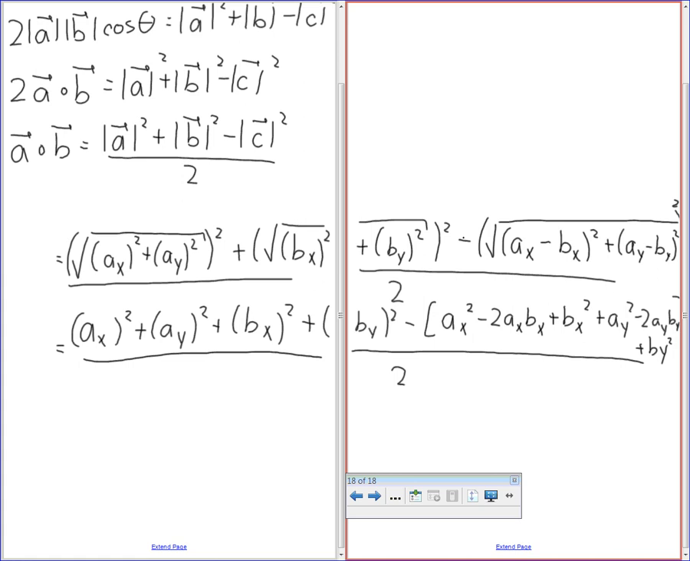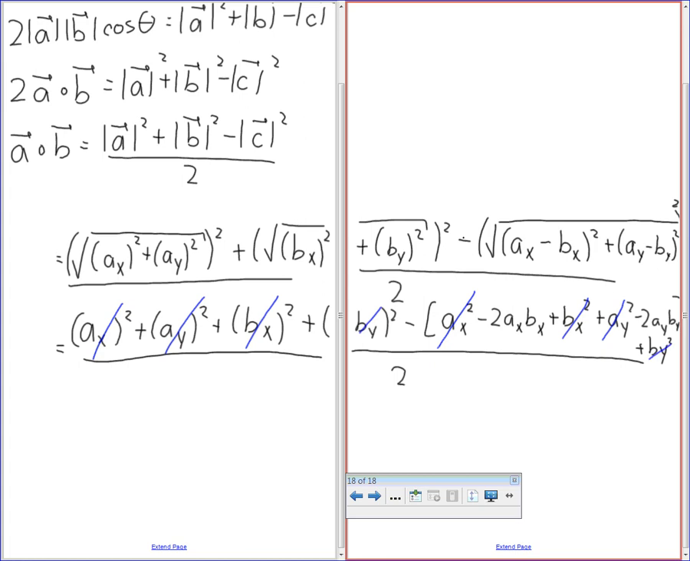Okay, so let's try and get rid of this and see if this is going to work out nicely here. What's going to cancel here? The answer is going to be a lot. Ax squared cancels with negative ax squared. Plus ay squared cancels with the minus, so that cancels out there. Plus bx squared cancels plus bx squared. Plus by squared cancels plus by squared.